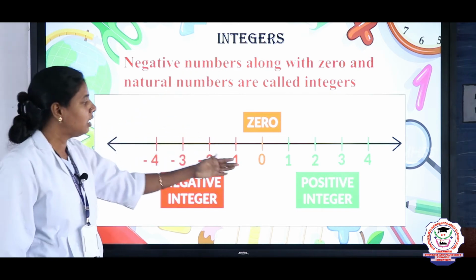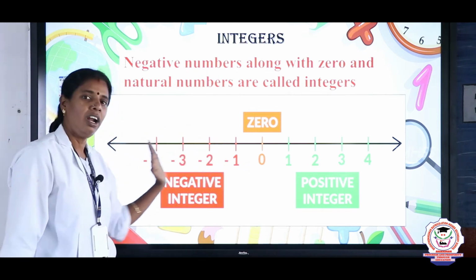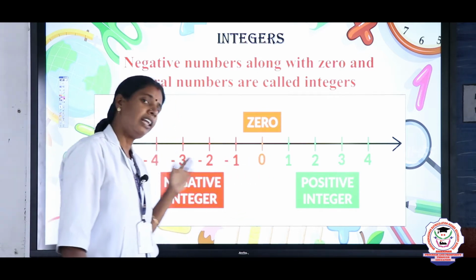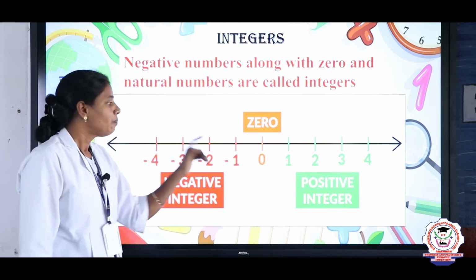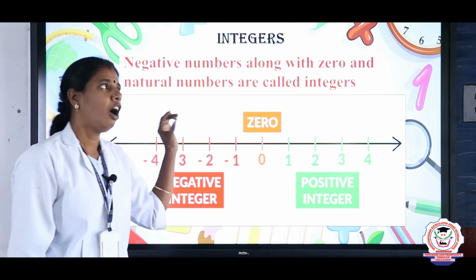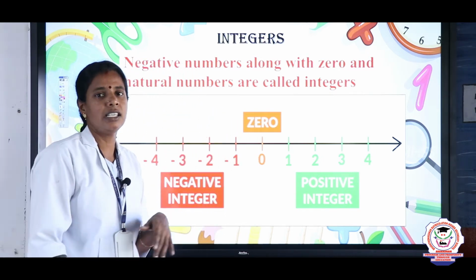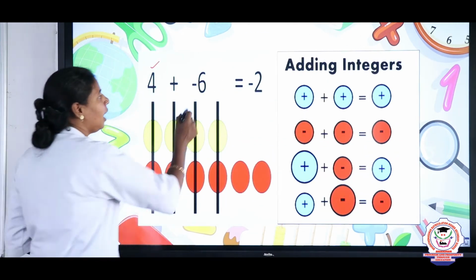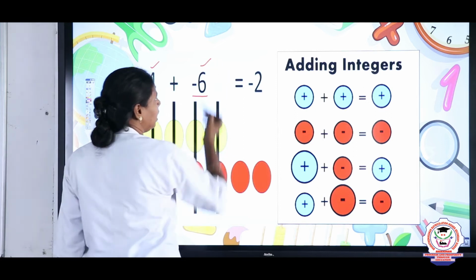So all the negative integers are less than 0. 0 is greater than all the negative integers. So you have understood what is an integer, right? And how we can solve these integers, we will see now. 4 is a positive integer and minus 6 is a negative integer.